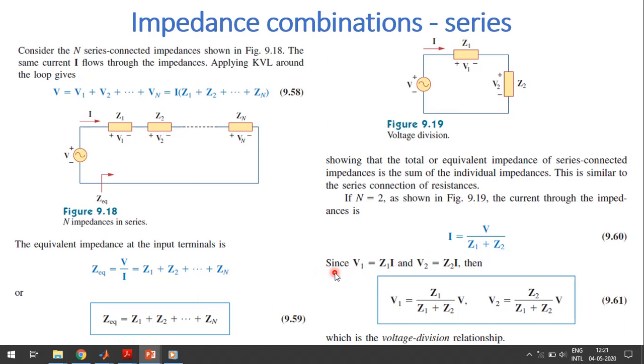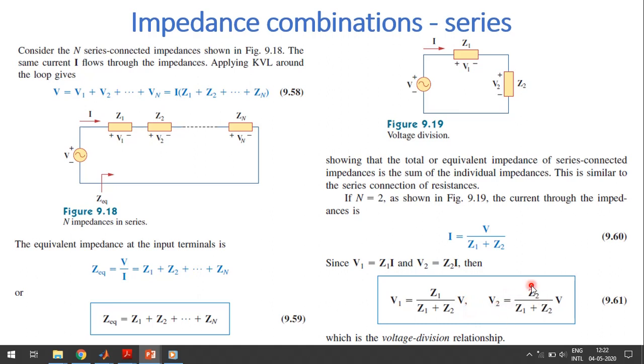Since we know that the voltage drop V1 is equal to I into Z1, and similarly V2 is equal to I into Z2, then V1 will be equal to, substituting the value of I here, Z1 by Z1 plus Z2 into V.